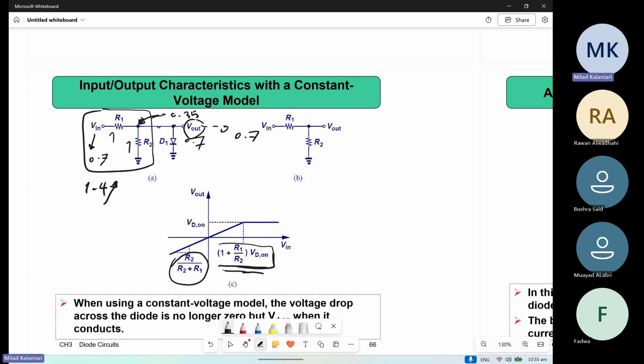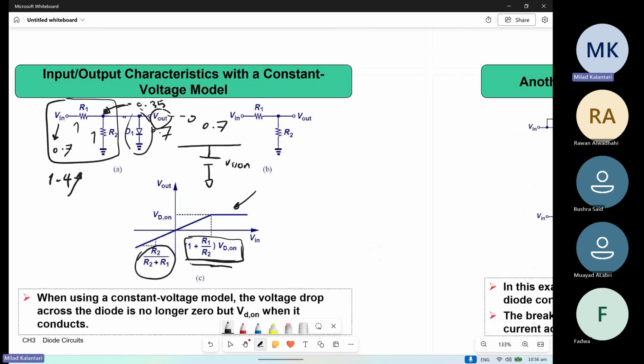And then once the diode turns on, the output voltage just stays at VD on, right? Because the diode model is like a simple voltage source with VD on when it turns on. It keeps the voltage constant, right? So this would be the characteristic of this circuit. In fact, you don't need to memorize anything, but you need to be able to solve it for different configs, right?